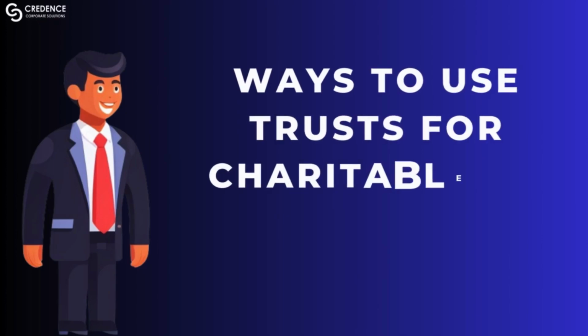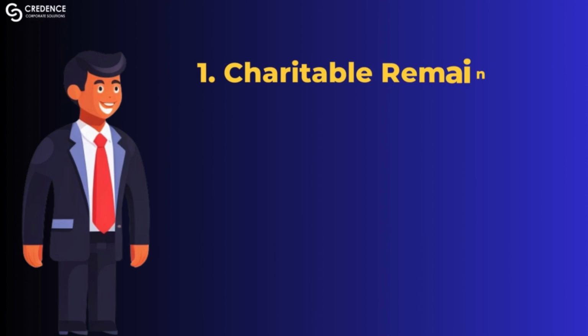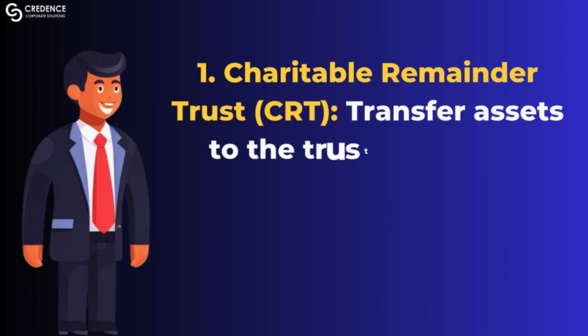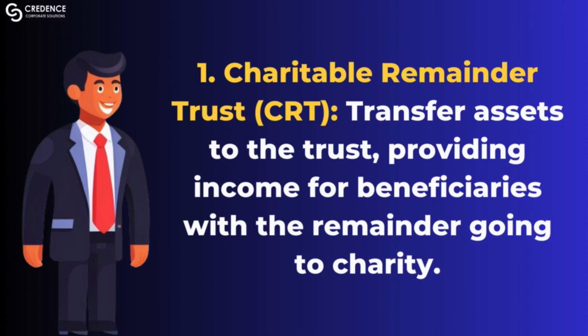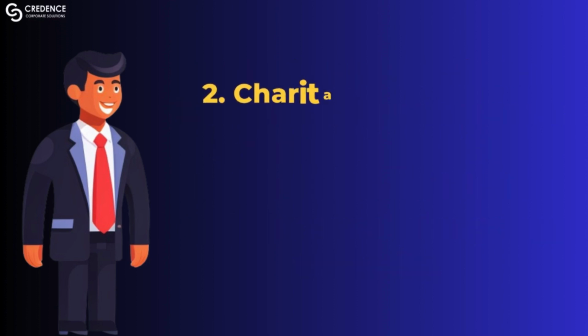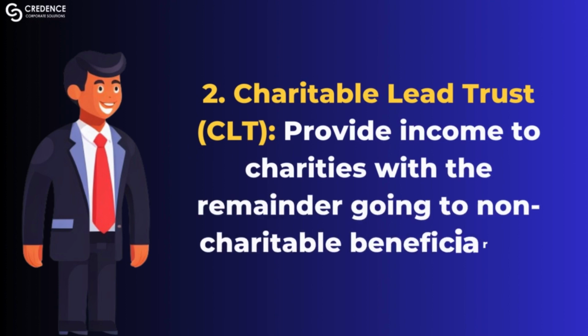Ways to use trusts for charitable or philanthropic purposes. Charitable remainder trust: transfer assets to the trust, providing income for beneficiaries with the remainder going to charity. The charitable lead trust: provide income to charities with the remainder going to non-charitable beneficiaries.